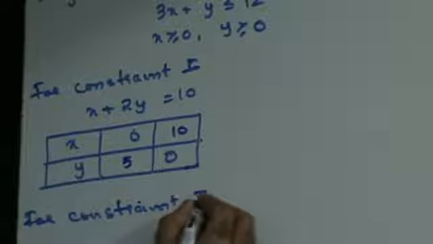2. So could you repeat how you did that? If x is equal to 0, if I take x as 0, then 2y becomes equal to 10. Yeah. Y will be 5. If I take y as 0, then x becomes equal to 10.